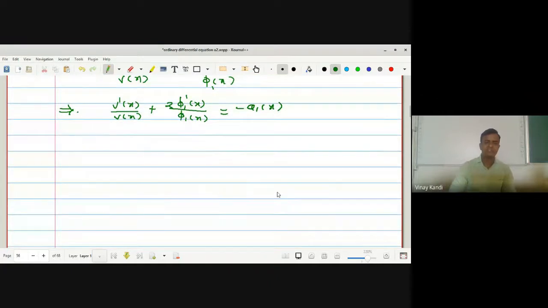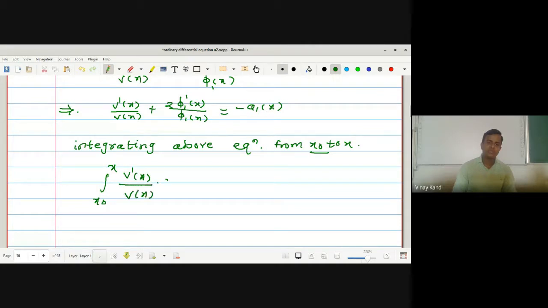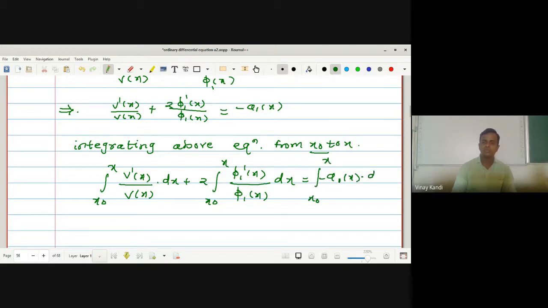Now integrating the above equation from x naught to x, where x naught is the point in between interval I. So here we get integration x naught to x v dash of x upon v of x into dx plus 2 into bracket integration x naught to x phi 1 dash of x upon phi 1 of x into dx, which is equal to minus a1 of x integration x naught to x into dx.